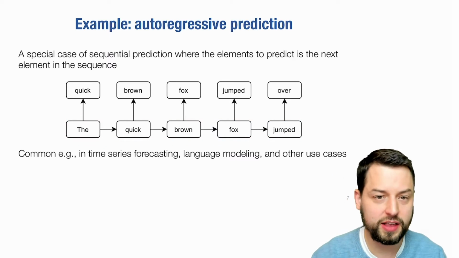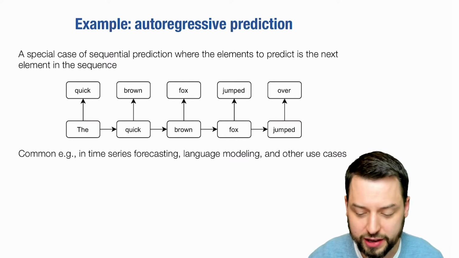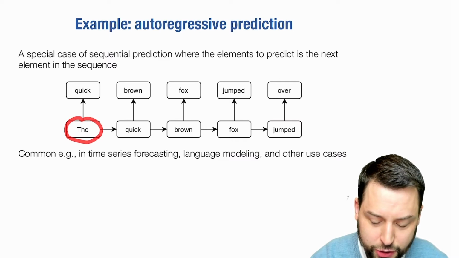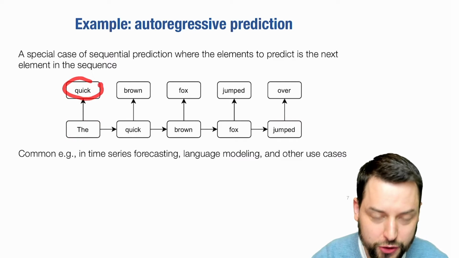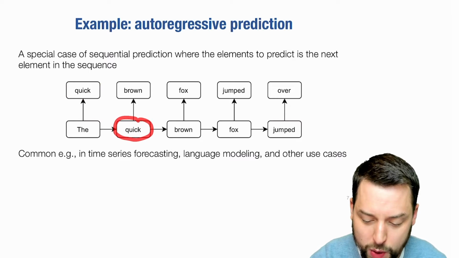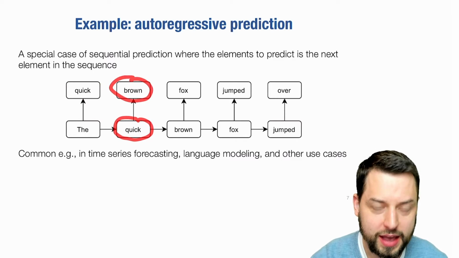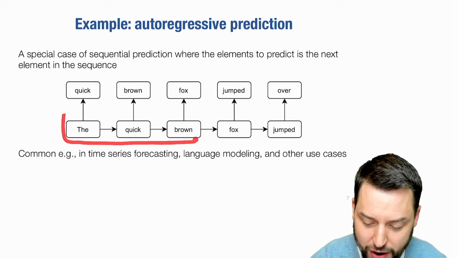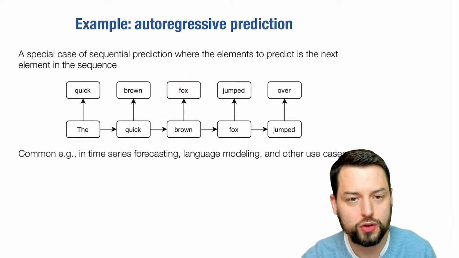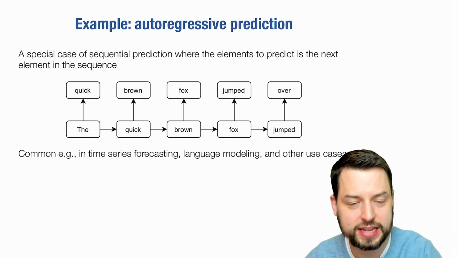But instead of predicting the part of speech or things like this, the task at each location is to predict the next term in the sequence. So at this point, after "the quick," we want to predict the word "brown." After getting "the quick brown," we want to predict "fox," etc. Given all the words up until now, we want to predict the next word.